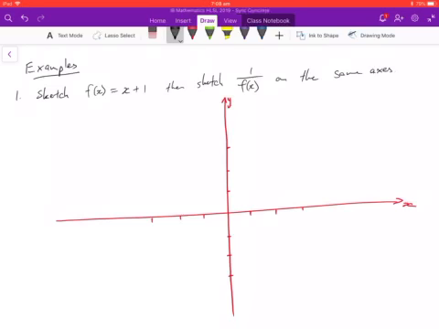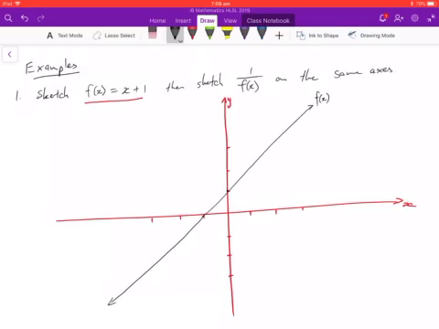This is just a quick explanation of how to do the reciprocal of a function. So we've got f of x equals x plus 1. That's just a linear function. It goes through a y-intercept of 1, with a gradient of 1, so it's going to go through here. So we draw that nice and easy. And there we go. So that's f of x.